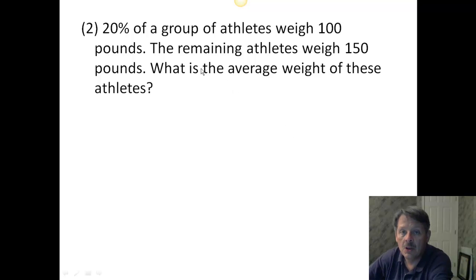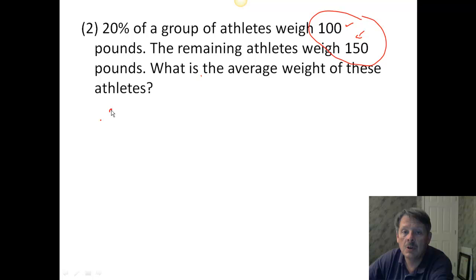Alright, we have 20% of a group of athletes who weigh 100 pounds, and the remaining athletes weigh 150. So what's the average weight? Again, I'd estimate first, to make sure that your answers are somewhat reasonable. Clearly, I need to be between 100 and 150. Am I going to be closer to 100 or closer to 150? I'm going to be closer to 150 because there are only 20% who weigh 100, and the majority, 80%, are going to weigh 150.